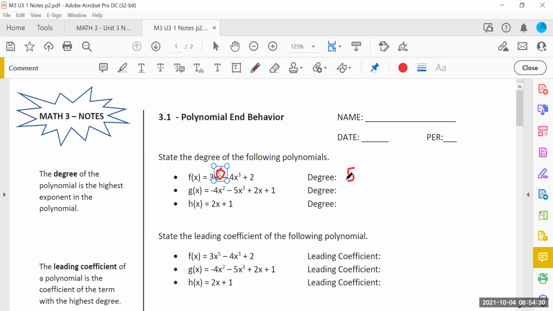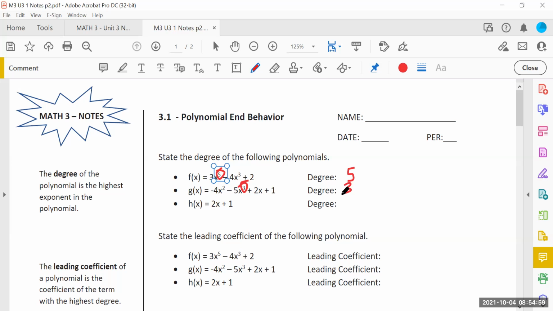When it's multiplied out like this, when it's just one term plus another plus another. The next one, g of x right here, is not in the order it should be. Normally the highest exponent is the first one, but every once in a while they're mixed up. So this one, we've got an x squared, an x cubed, and an x to the first power. So this one's degree is the 3, the highest one.